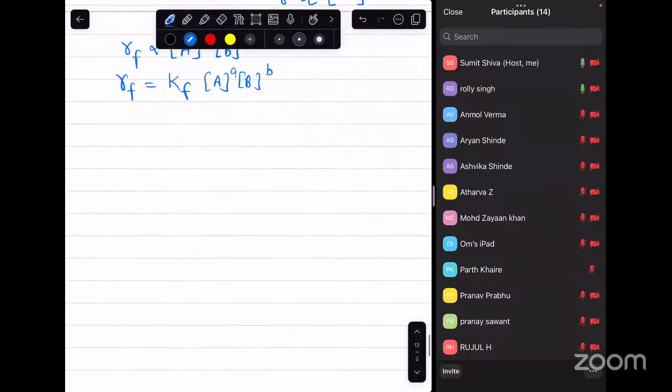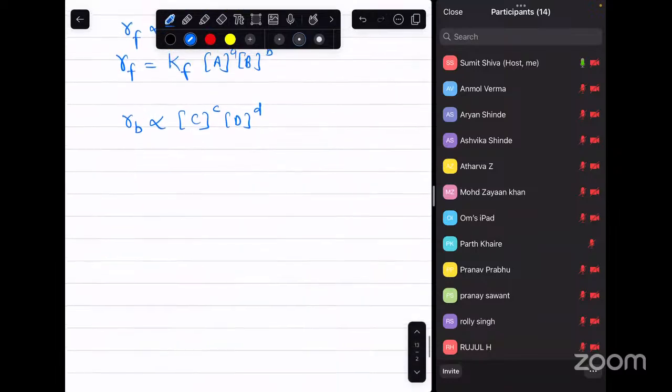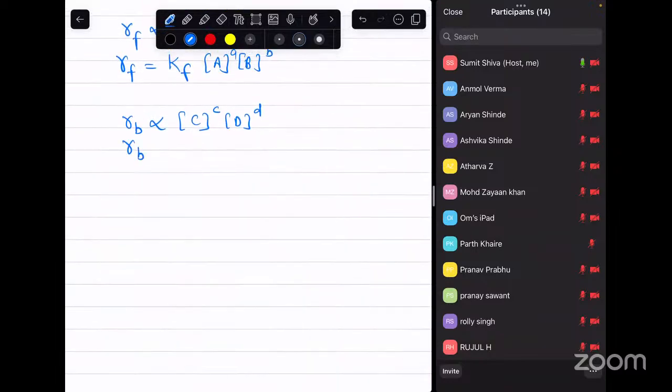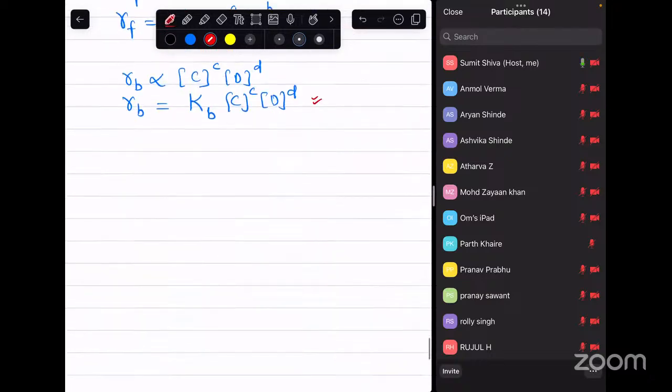Similarly, the rate of backward reaction will be directly proportional to the concentration of product C raised to power c and product D raised to power d. Again, we remove the proportionality sign and have a constant given by Kb, so Rb = Kb [C]^c [D]^d. Understood or any doubt? So this is how to find the rate of a forward reaction and the rate of a backward reaction.